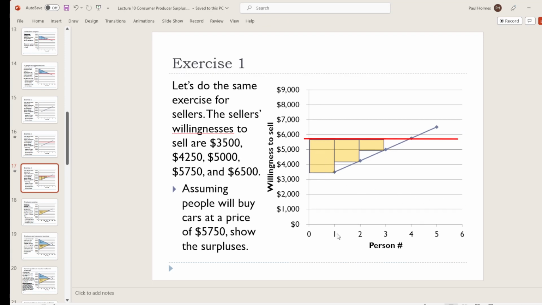Generally though, we're not going to have this chunky staircase. We're going to have a very, very long, narrow staircase with very tiny jumps in it that ends up just looking like a triangle, and that's how we'll draw this.